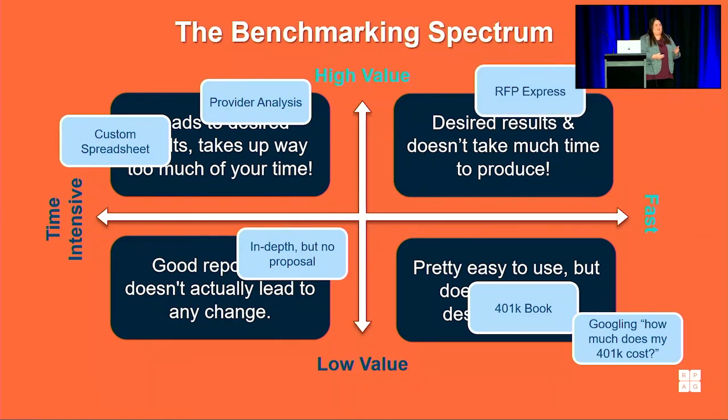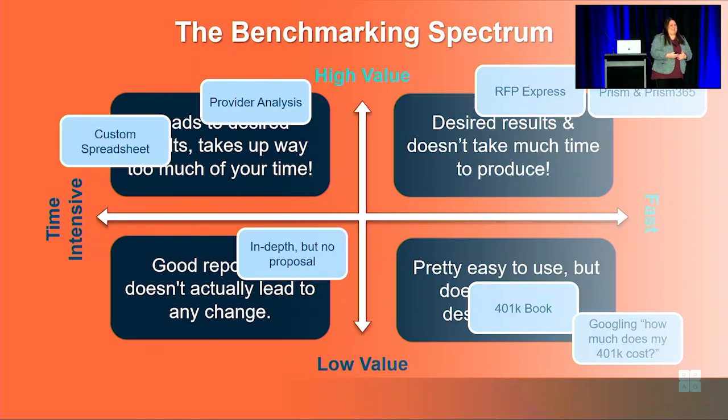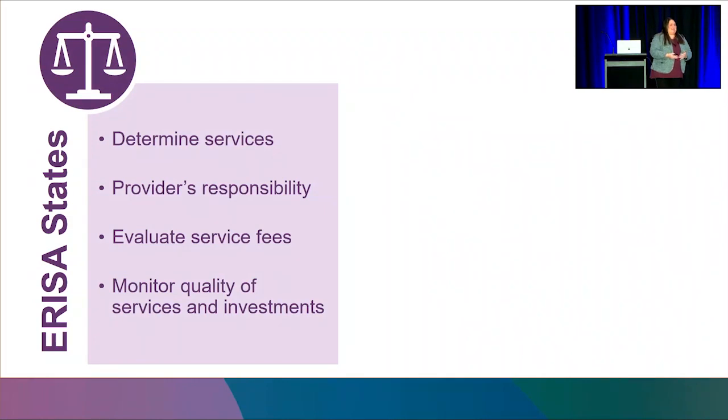So with that, we now have RFP Express, and any of you that may have used our Plan Fee Prism and Prism 365 reports. So any users out here in our audience today? Fast, right? So I'm excited today to continue to talk about why we brought that to a live bid type of process. So ERISA states that we need to determine the services our record keepers and other providers should be offering, what are their responsibilities, evaluate those services and their fees, and monitor the qualities of services and investments.